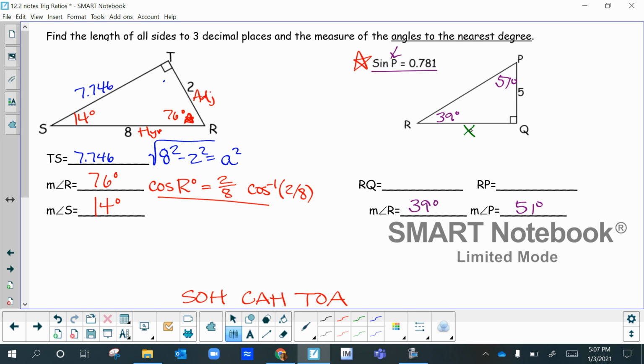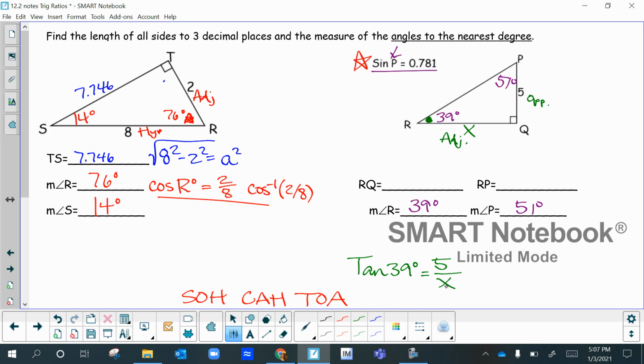So if I'm going to use this, and I want to use this angle right here, so I'm going to put a little green dot in this one. That means the X is adjacent to that one. And I'm going to use the 5. The 5 is opposite. And so opposite and adjacent means I am using tangent for RQ. So I'm going to do tangent of 39 degrees equals opposite over adjacent.